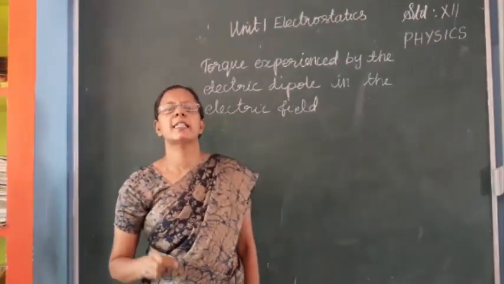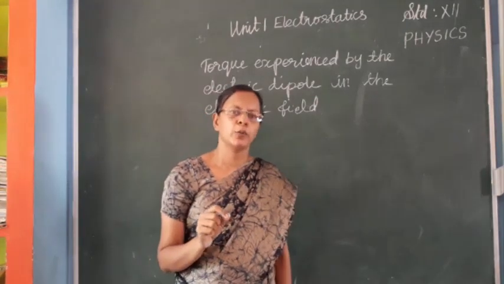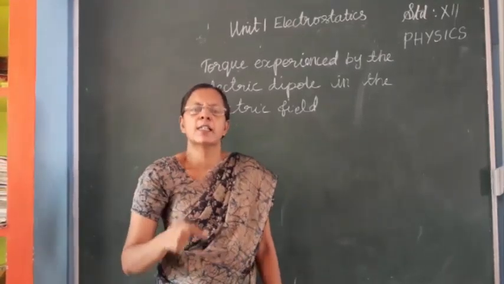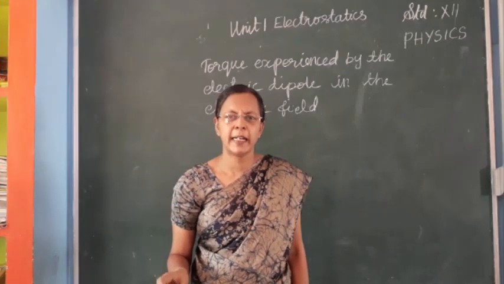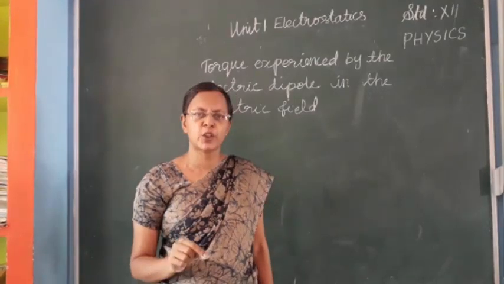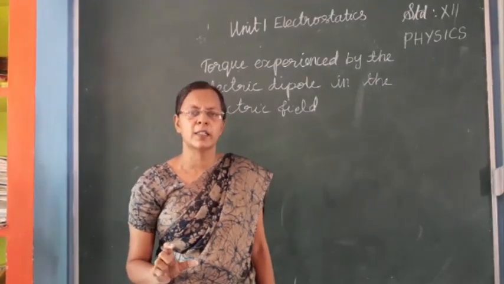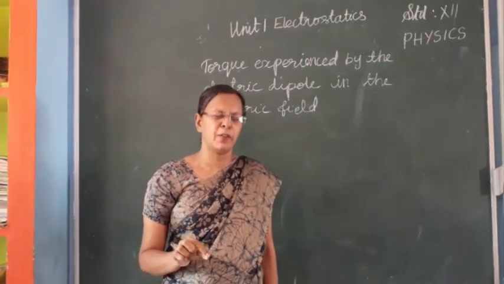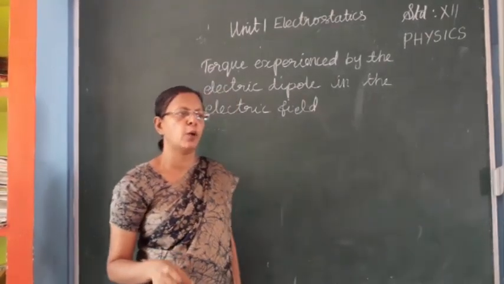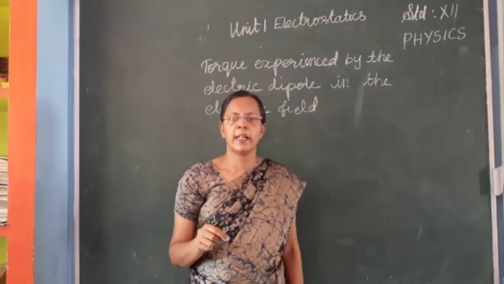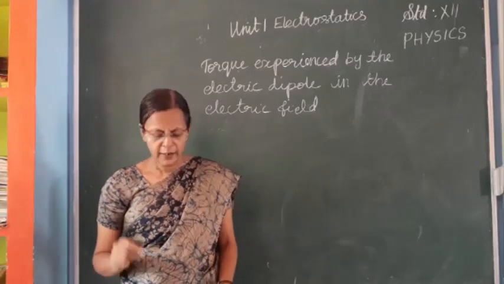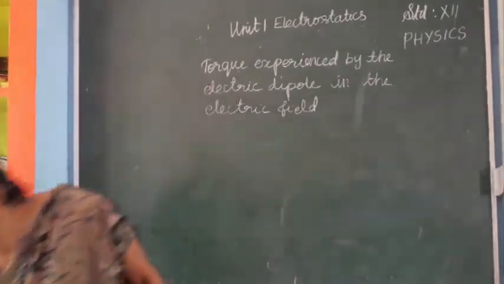Yesterday, we learned what an electric dipole is. Two equal and opposite charges separated by a small distance constitute an electric dipole. Am I correct? Say along with me: two equal and opposite charges separated by a small distance constitute an electric dipole. For example, some molecules are permanent dipoles, like carbon monoxide, CO, water, ammonia and hydrochloric acid. Some examples we have learned, isn't it? So today we are going to learn about this electric dipole.